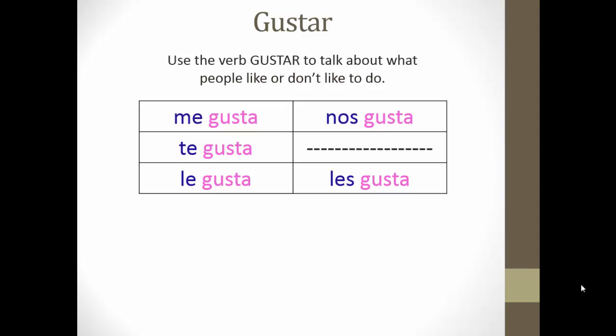Pause the video and fill in the chart below for activity A on the note guide.